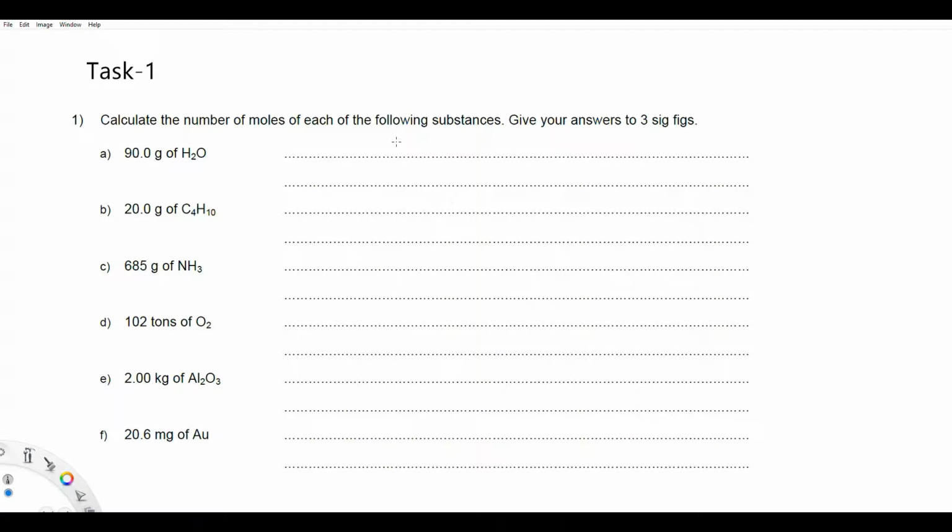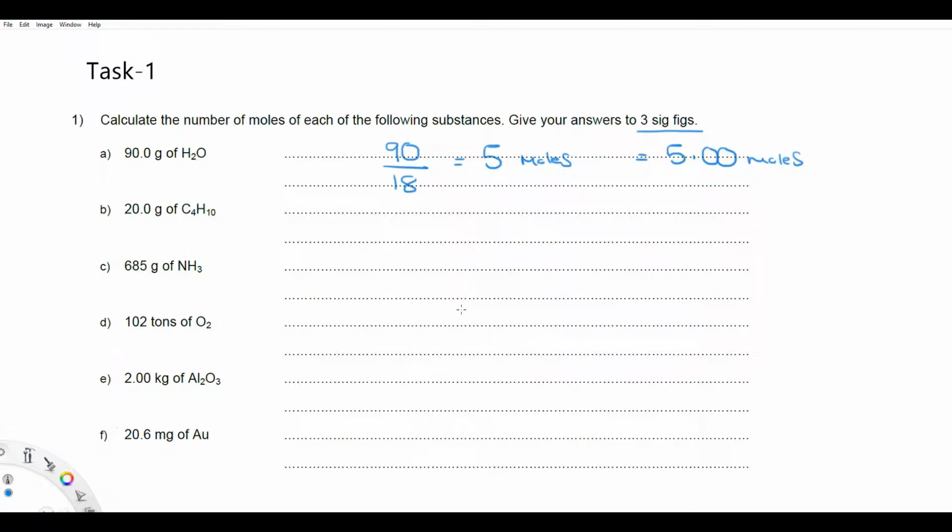Just before you move on to the task, I have just noticed that I've done a silly error. When we're calculating things to 3 significant figures, you noted that I said we do 90 divided by the 18 gives us 5 moles. Well, that's actually to 1 significant figure. I need to read the question properly. So in terms of 3 significant figures, I would need to write that as 5.00 moles.